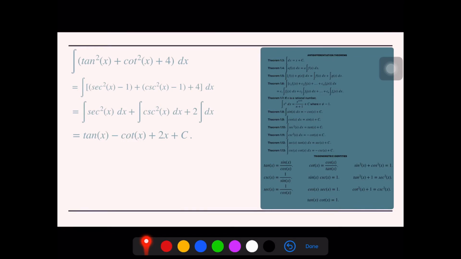For the benefit of others, the reason why we have positive 2 there is actually because of negative 1 minus 1 plus 4. And using theorem 1.3 to this, we now have positive 2x. And again, we have the plus c there to sum up all the c's that we had earlier.